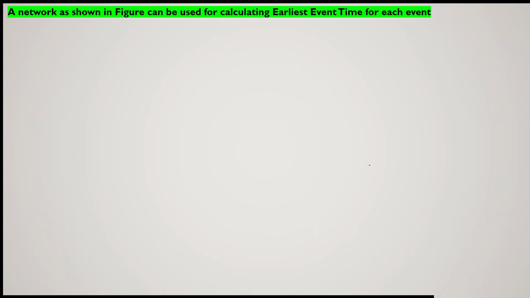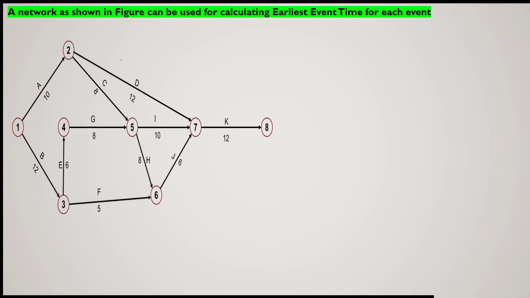Now let us try to calculate it as a numerical. That means if you are given a network and you are told to calculate the earliest event time for each event. Now this network is shown. What is this network? This network has various types of activities: activity A, activity B, activity C, D, E, F, G, I, J, K. That means all these from A to K we have named the activities.